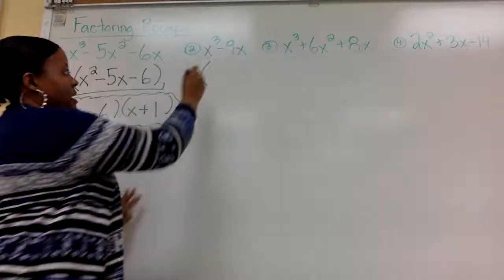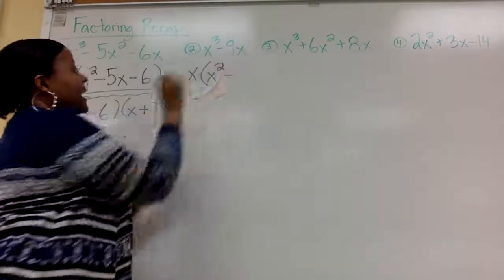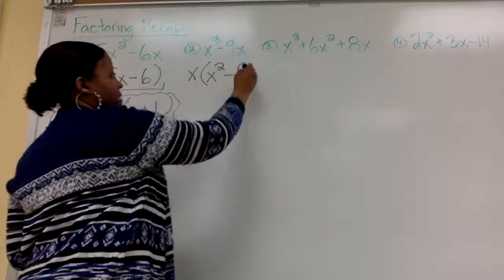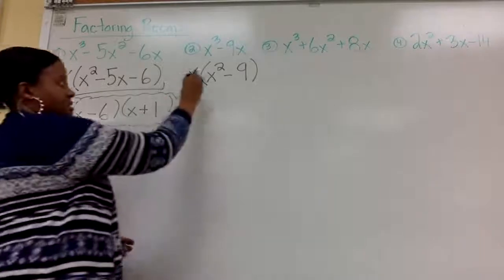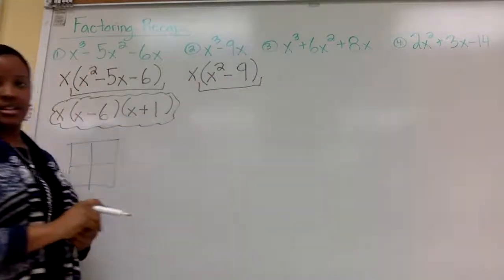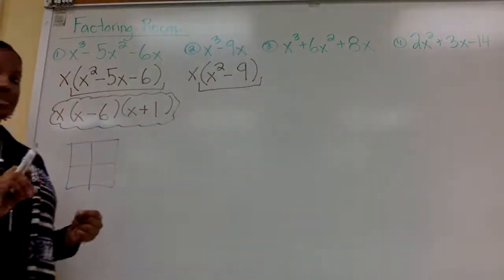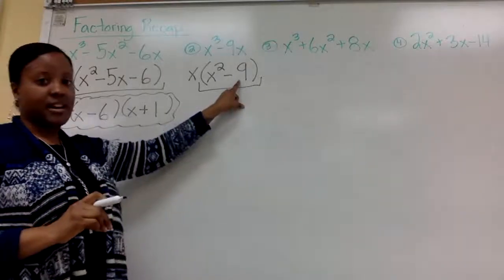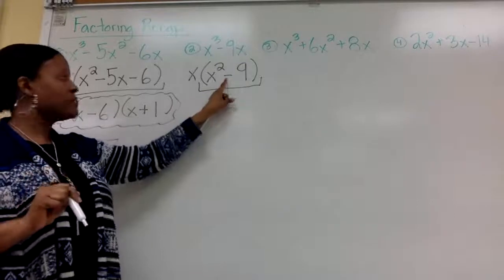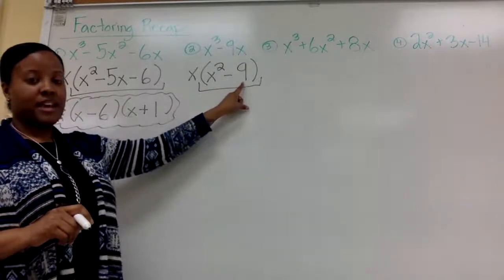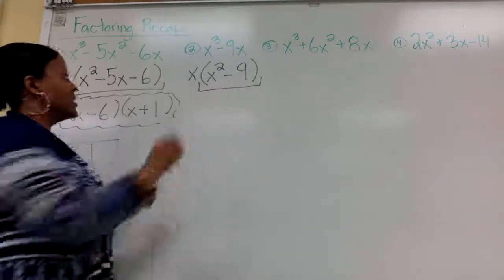I take one x away, I'm left with x squared. I take one x away, I'm left with negative 9. Now I need to see if I can break it down a little bit more, so I need to factor this. I'm trying to think of two numbers that multiply to give me negative 9 and add to give me 0, because I don't have an x term in this problem.